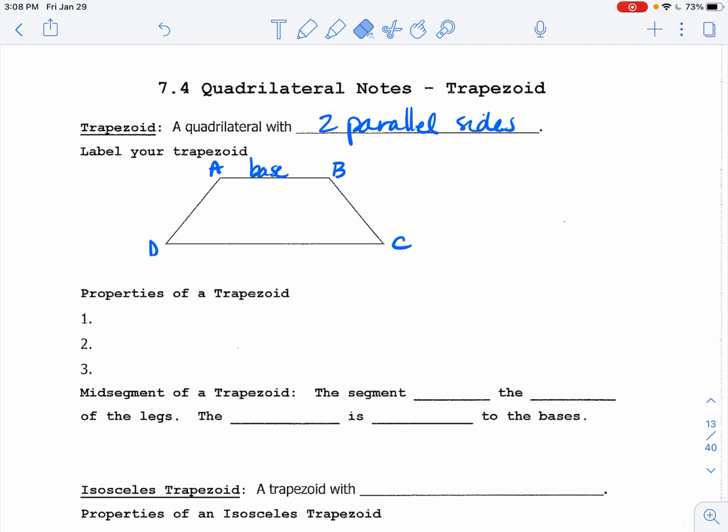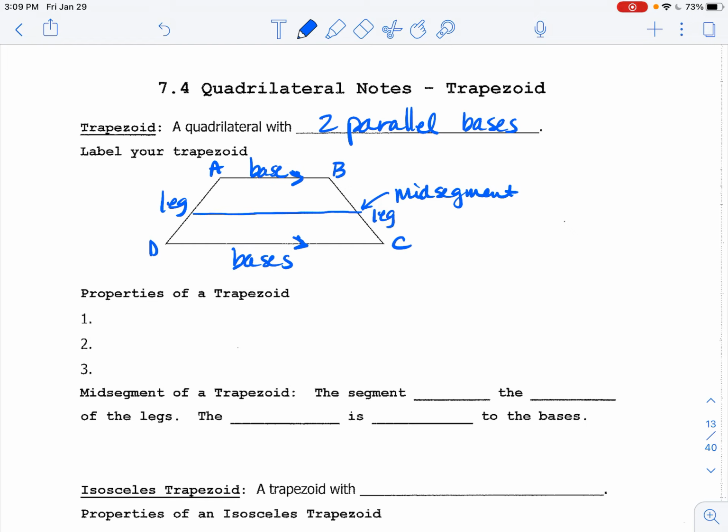And earlier I said it was two parallel sides. Let me go ahead and say two parallel bases, because this base is going to be parallel to this base. These are my bases. Halfway is our mid-segment, and that's found by taking the average of the two bases. And then each of these slanted sides is called a leg.